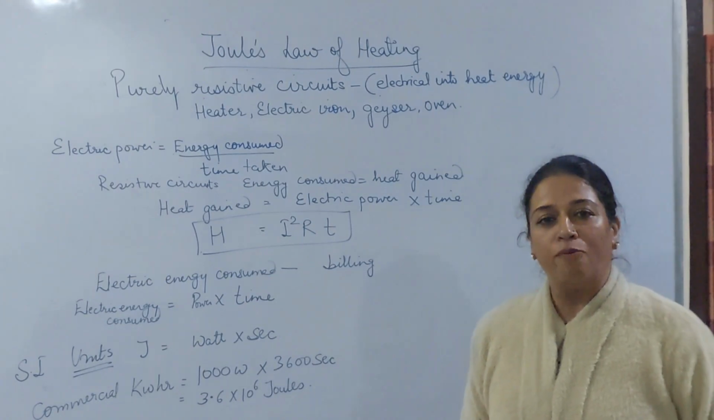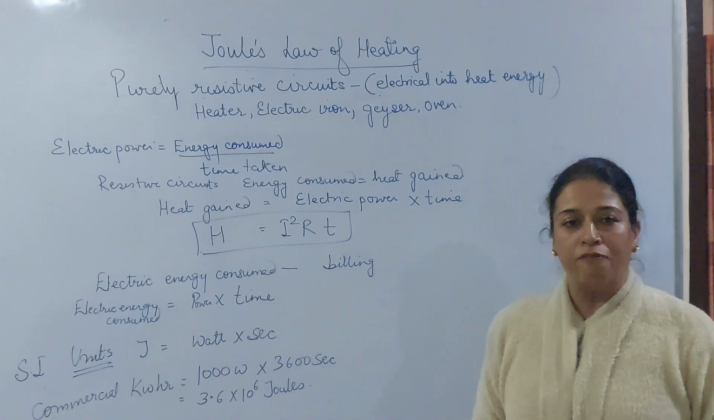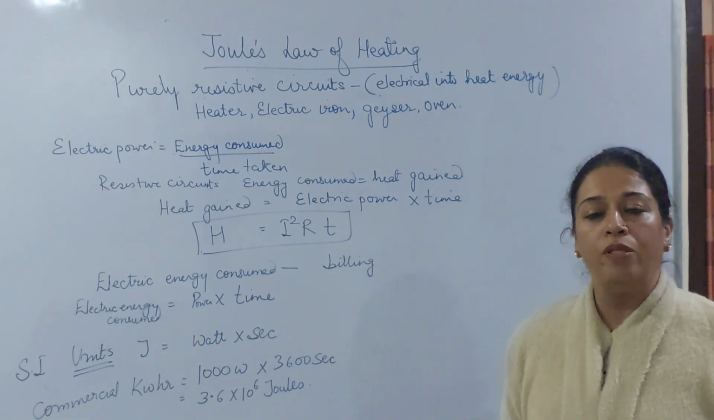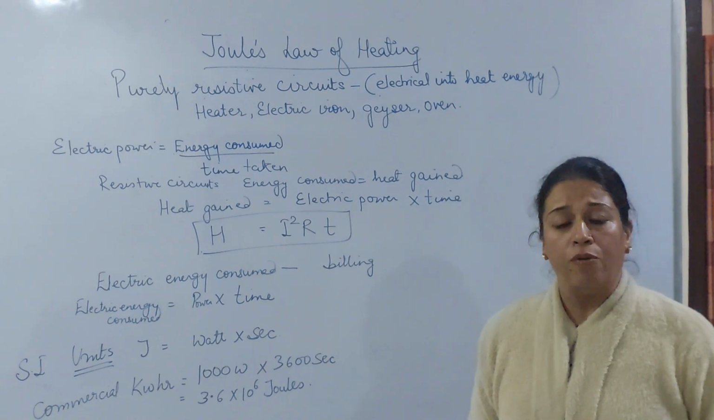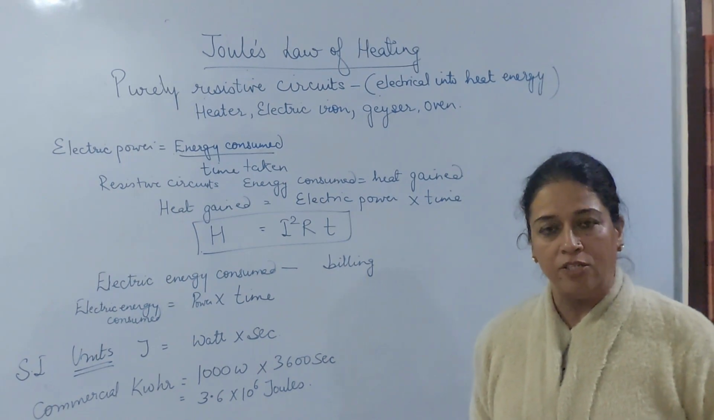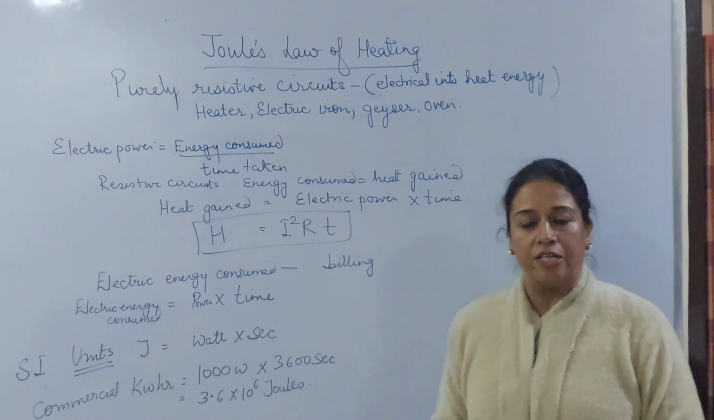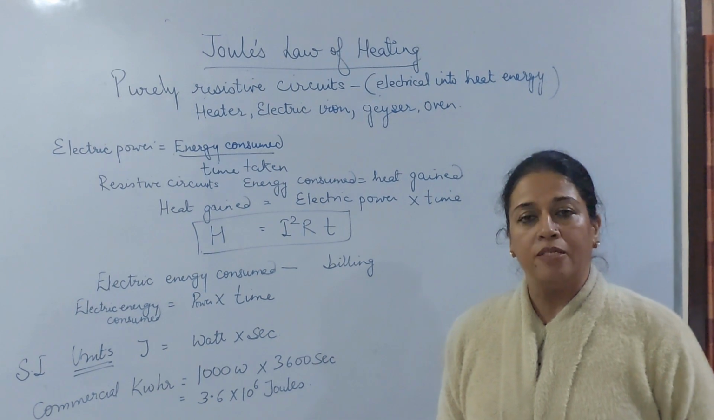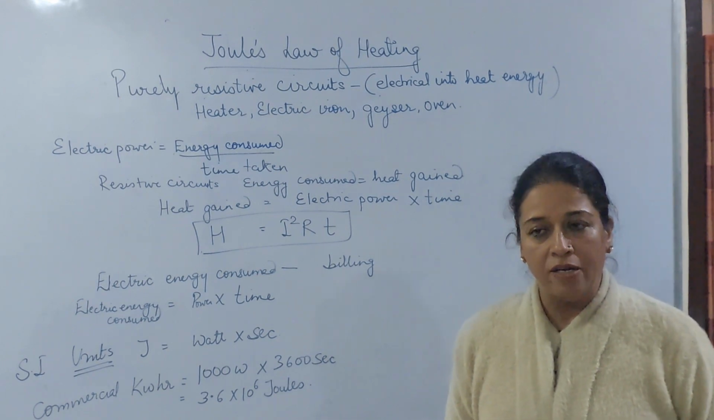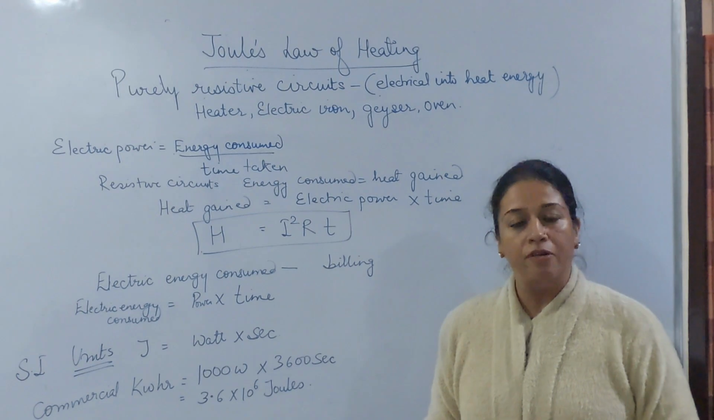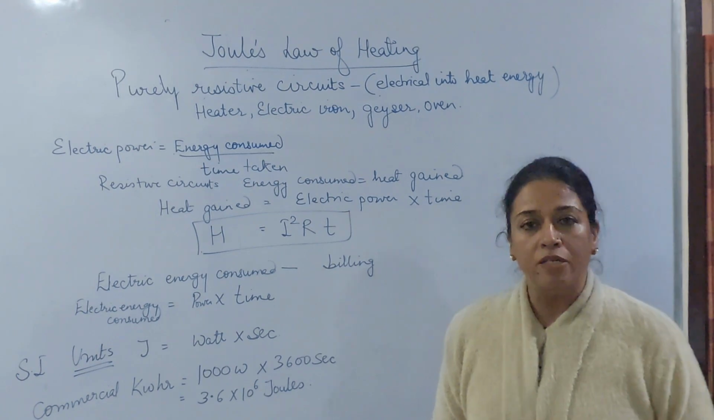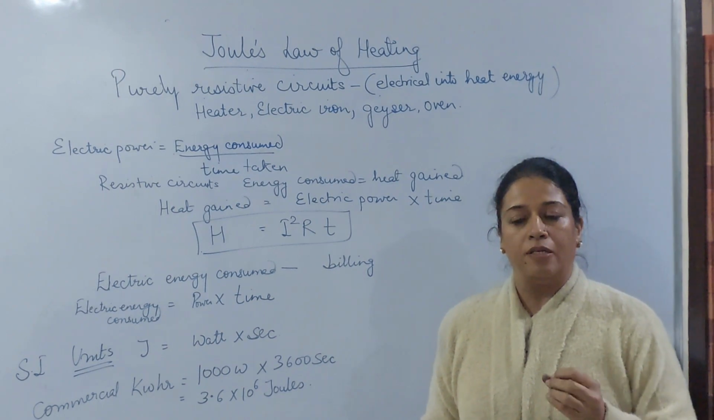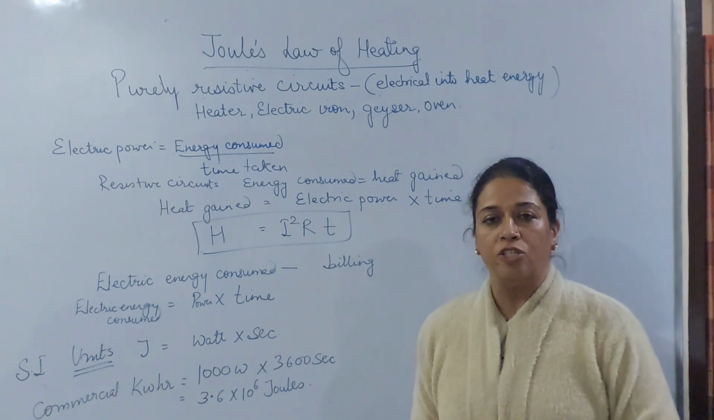Alright, so the last topic of the chapter is Joule's law of heating. This law we need to study to understand how the heating devices work. In heating devices, all the electrical energy which is consumed is converted into heat, and we have a lot of such appliances in daily use, such as electric iron, geyser, oven, room heaters. They are all devices which convert electrical energy to heat energy.